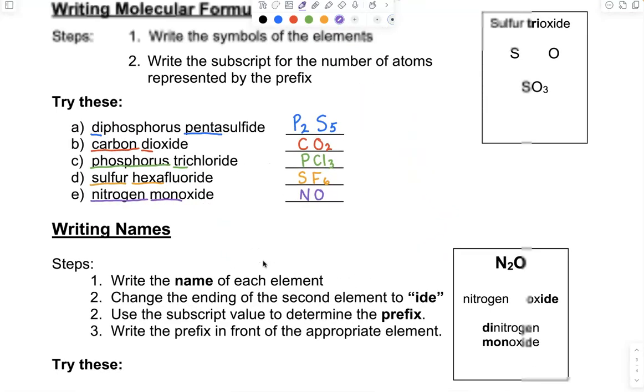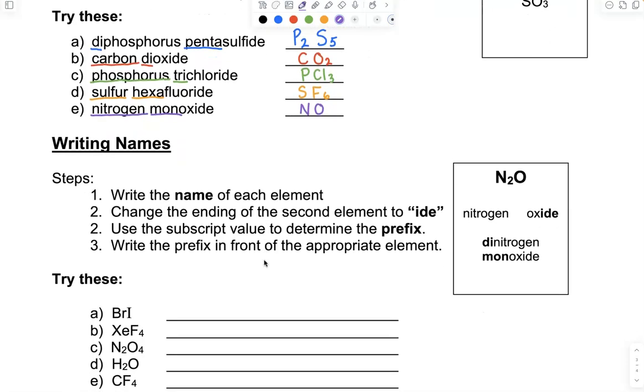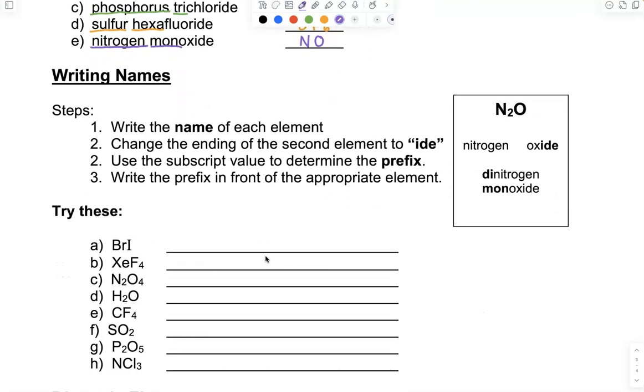So the next one we're going to do here is writing the names of these nonmetals. Okay, so you're going to write the name of each element. You're going to change the ending of the second element to "ide." You're going to use the subscript value, okay, these right here, to determine the appropriate prefix, and then you're going to write the prefix in front of that appropriate element.